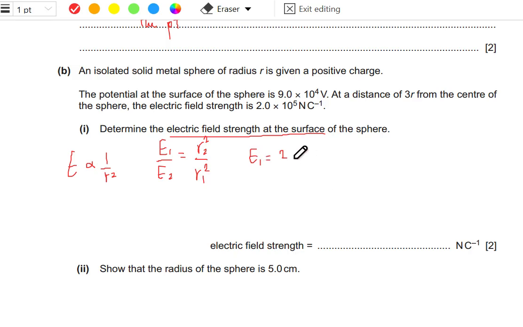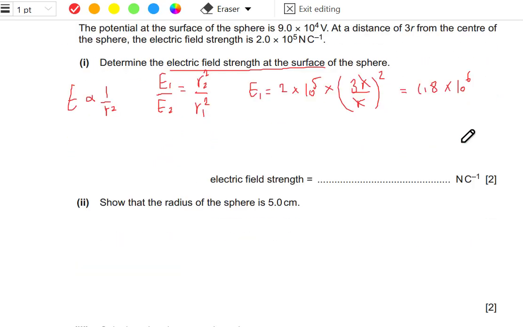So E1 is equal to E2, okay, times R2 squared over R1 squared. R2 is 3R, R1 is R, all squared. R can be eliminated. So we have this number times 9 is equal to 1.8 times 10 to the 6.